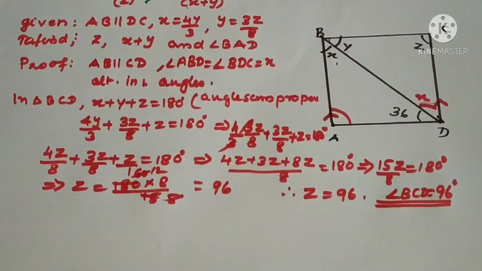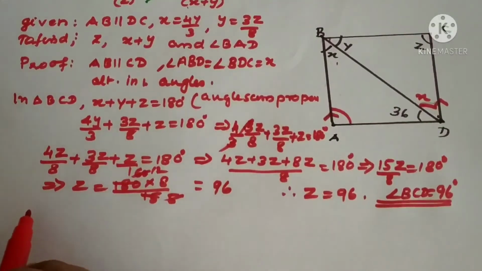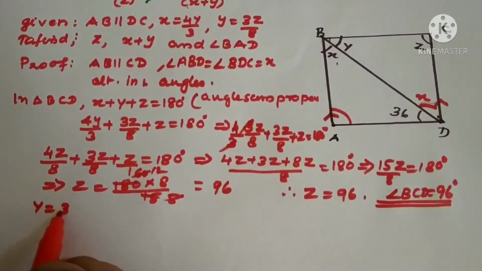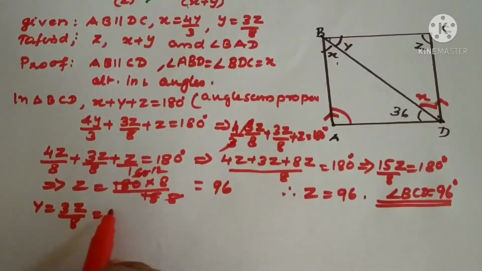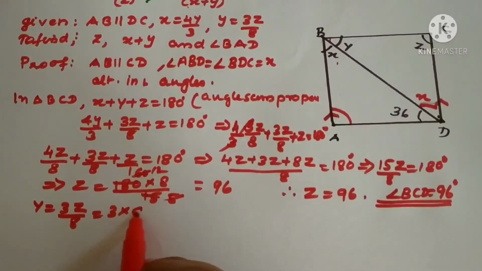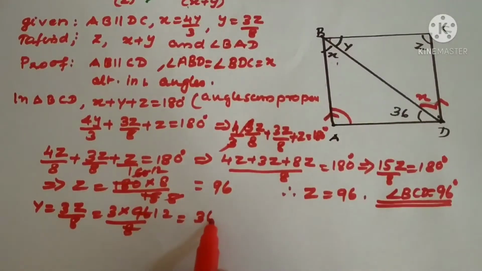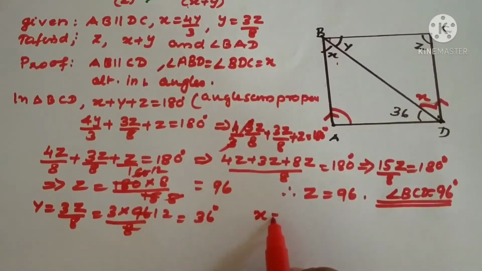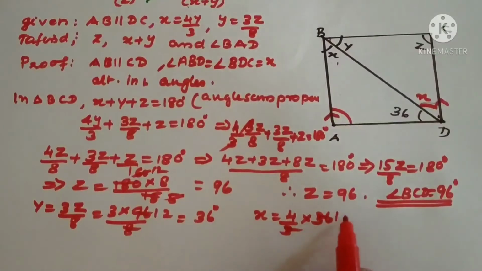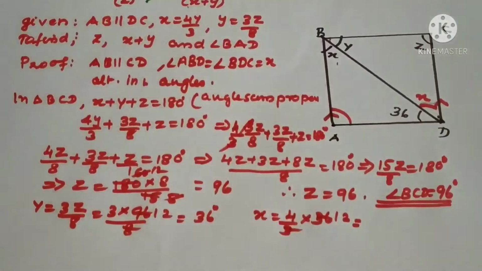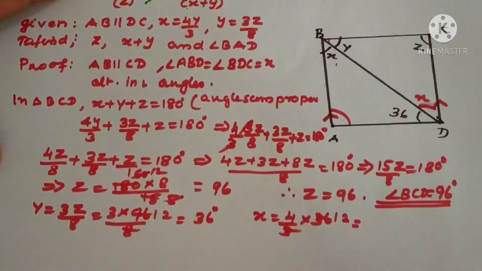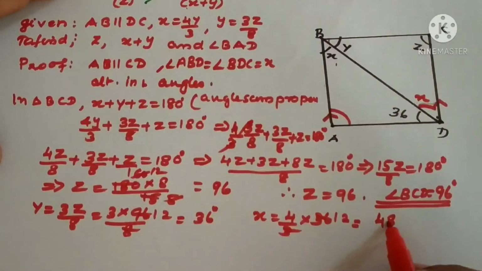One answer we got. Now x and y we have to calculate. y equal to 3z by 8. So 3 into 96 by 8. It is equal to 36. Right? Now x equal to 4 by 3 into 36. x equal to 48 degree.